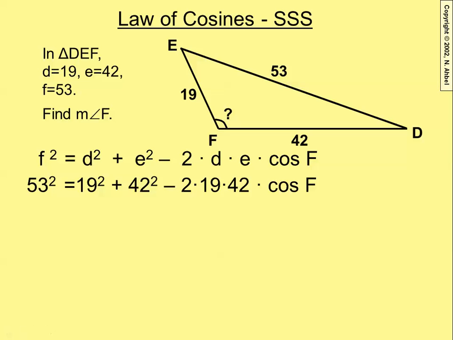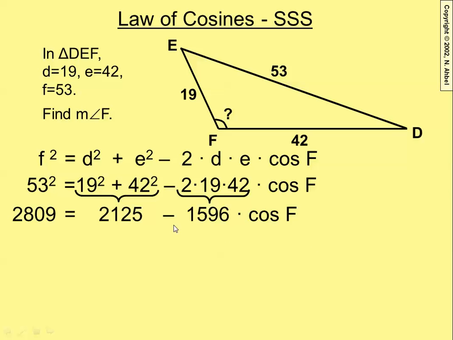We make all the substitutions that we know, which are the lengths of f, d, and e. And we can evaluate this and get it into one number, and this and get it into one number. And then from here, you want to do the following. First, you're going to subtract this from both sides. Then you're going to divide this into both sides, and then take the inverse cosine. So you're going to undo from left to right: subtract, divide, inverse cosine.